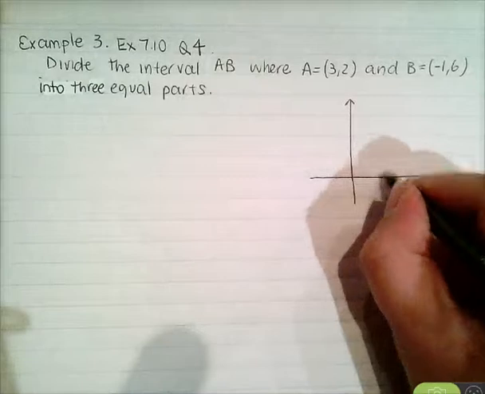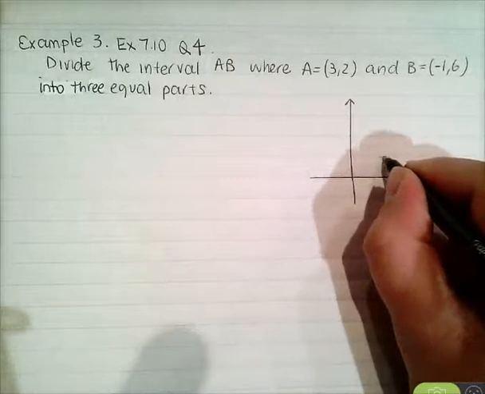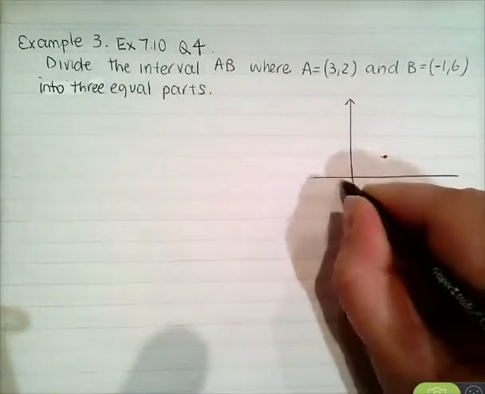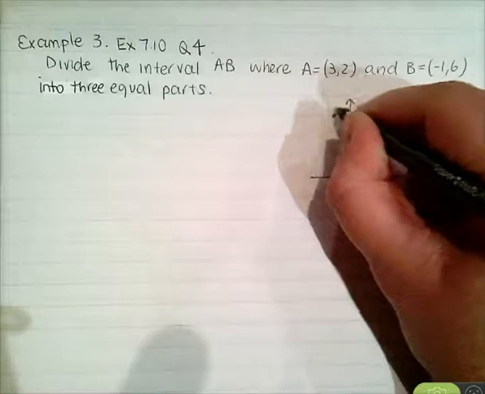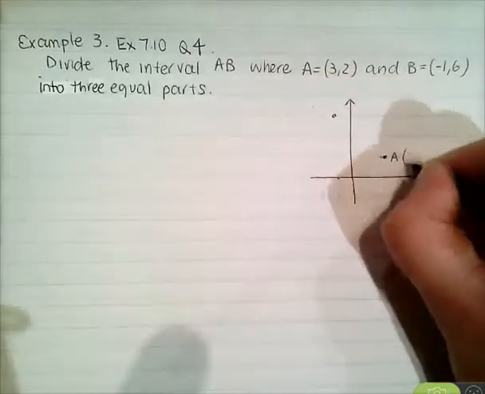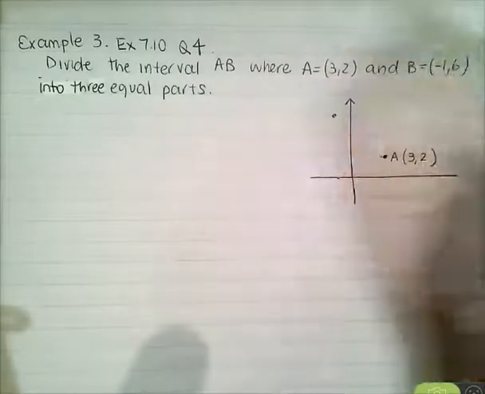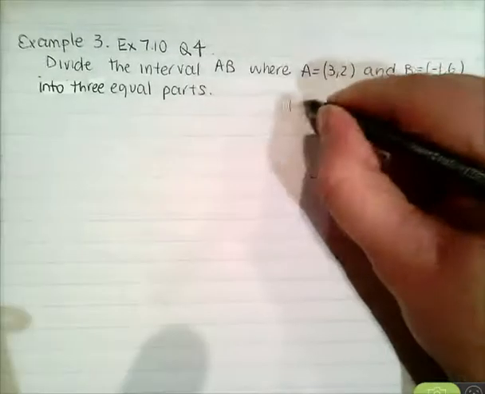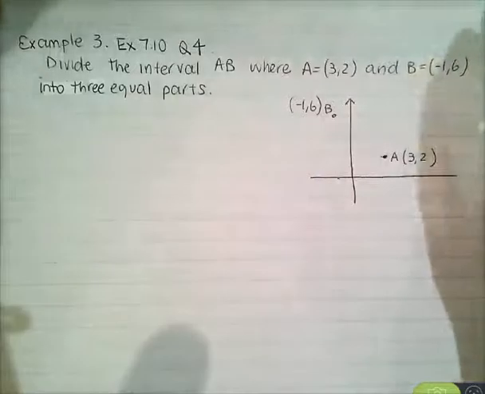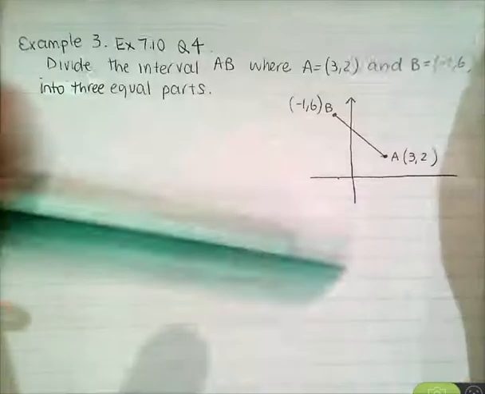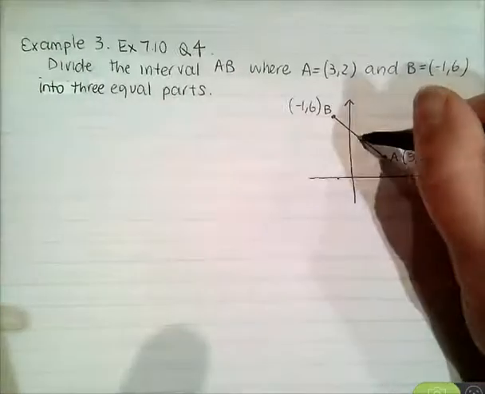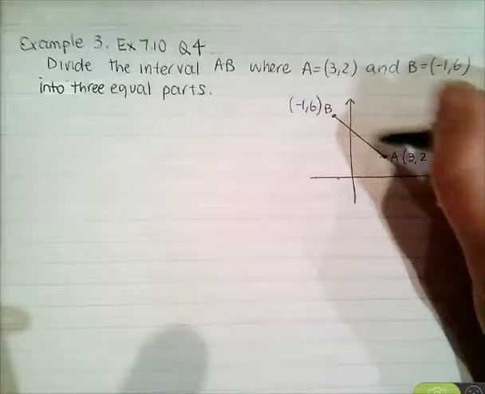So we've got (3, 2), roughly probably about there, and (-1, 6), let's say it's roughly about there. So this is point A, which is (3, 2), and this is point B, which is (-1, 6). So I'm just going to join those 2 points. And you have to divide it into 3 equal parts. So we don't want to divide it in the middle.